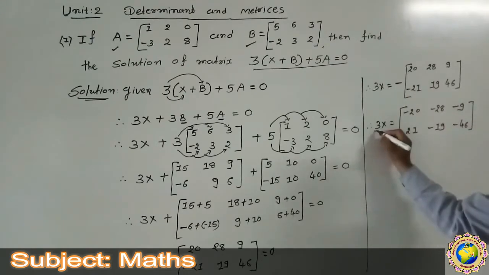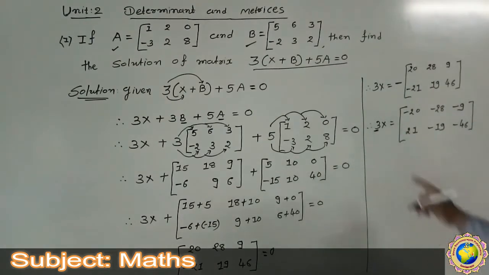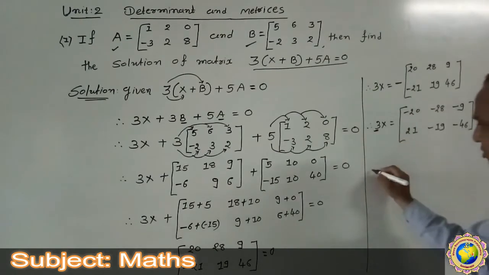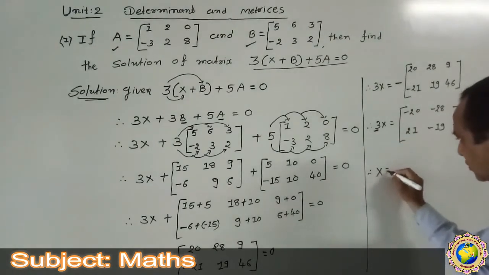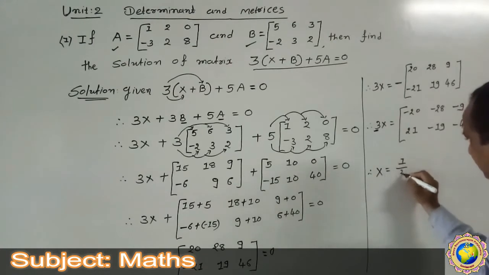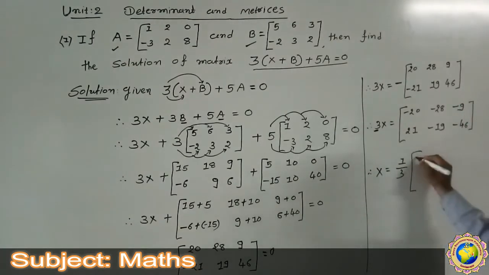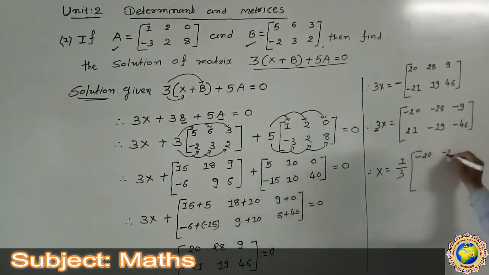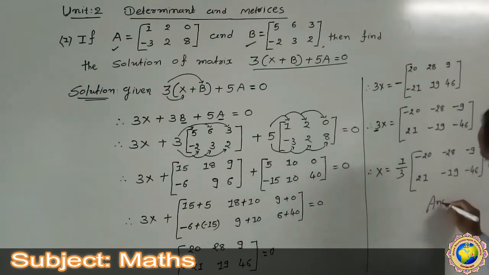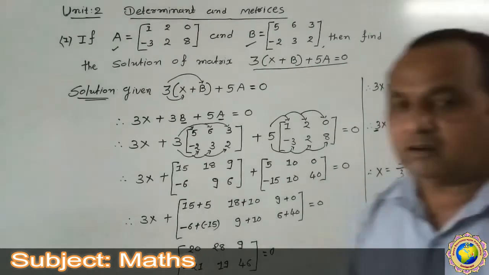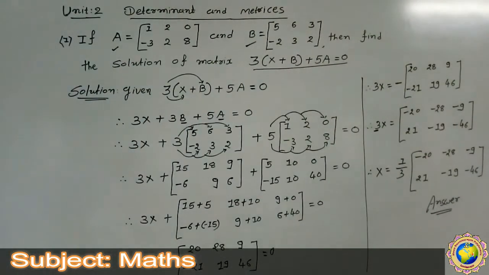Now here 3 is multiplied, so on the other side it is divided. So X is equal to 1 by 3 of [-20, -28, -9; 21, -19, -46]. This is your answer. Clear? Okay.